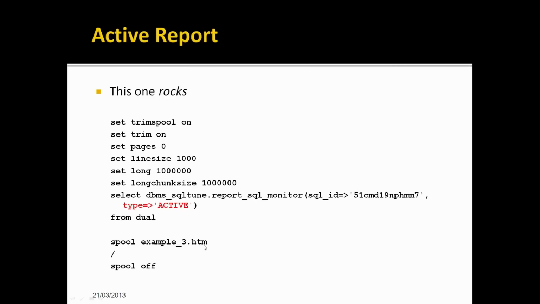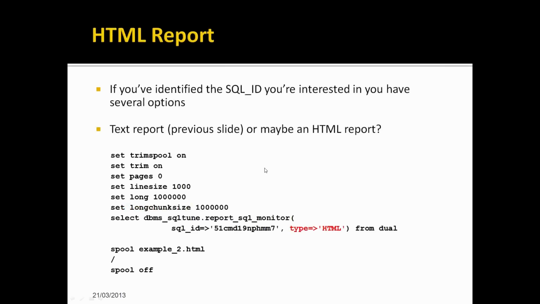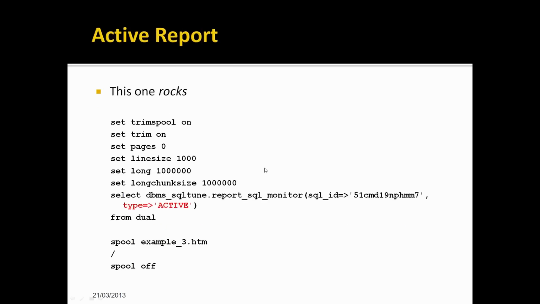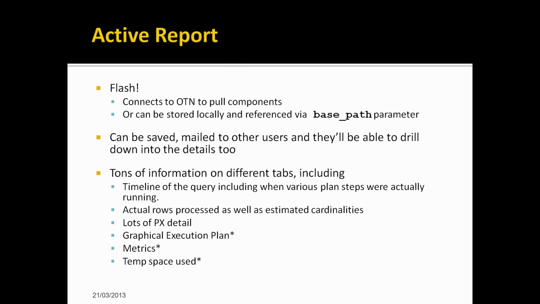Just to reinforce, the thing which generated that pretty report was this horrible old-fashioned script. So this is not about the smart GUI tools. You can generate this just from the script. Now, I talked about a few of the things that the report contains. One thing to note is that it connects to OTN and pulls down components which it uses to build the reports. So if you don't have an internet connection, you can't open a SQL Mon report unless you've stored the components locally and you can reference them via the base path parameter.